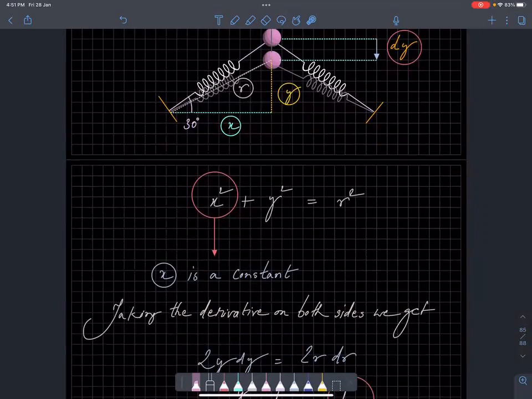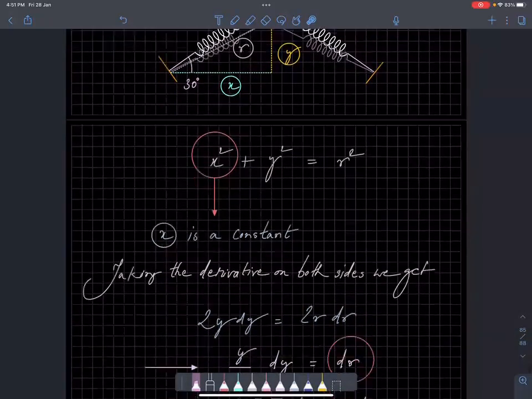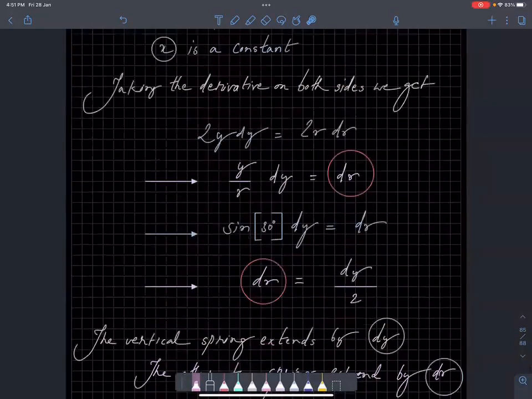Now taking the derivative on both sides, what will I get? Derivative of x square is 0. Why? Because it is a constant. y square gives 2y dy by chain rule. r square gives 2r dr. This 2 gets cancelled. So what will remain? y by r into dy is equal to dr. Do you agree?